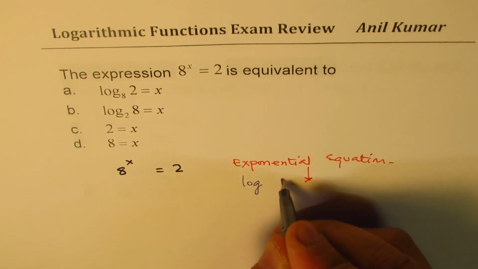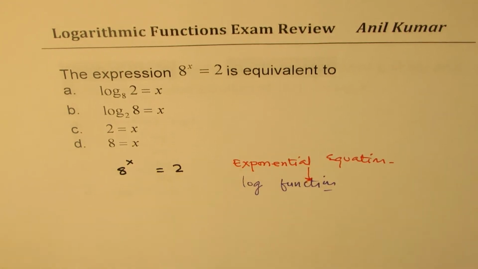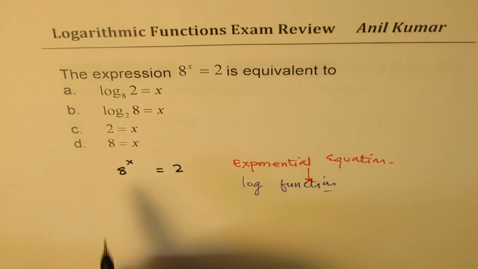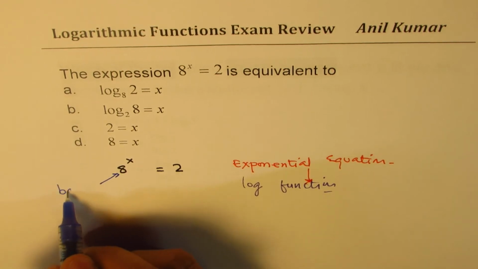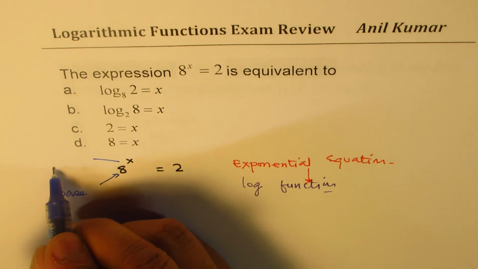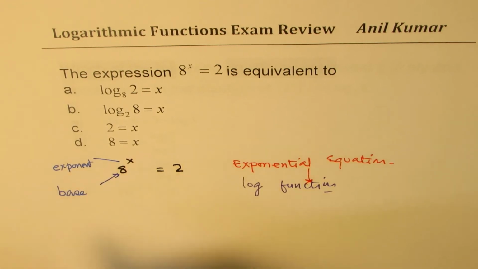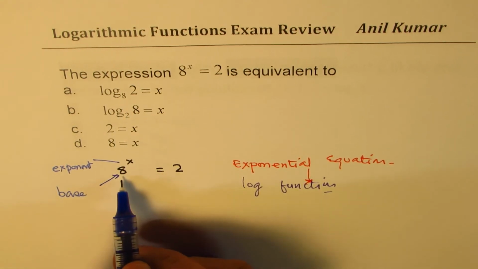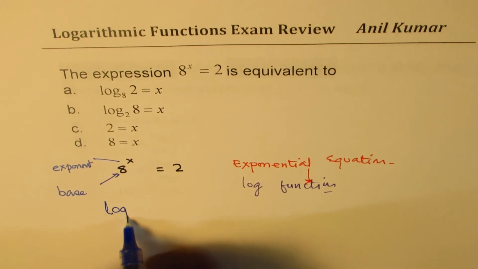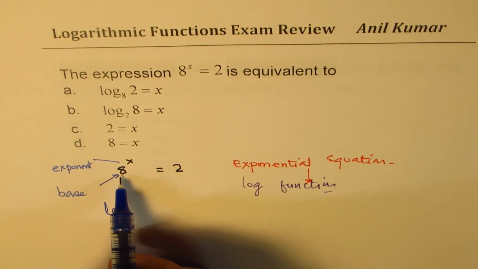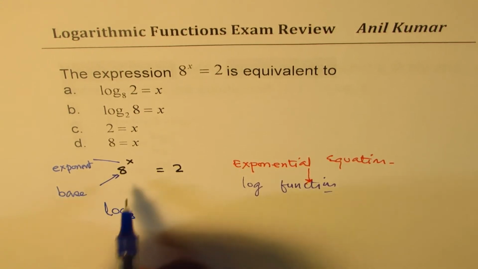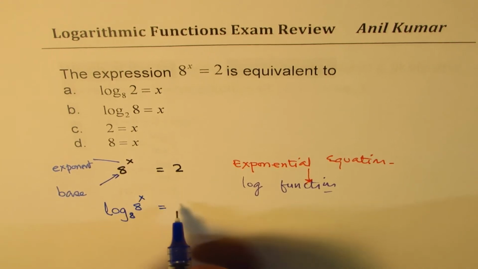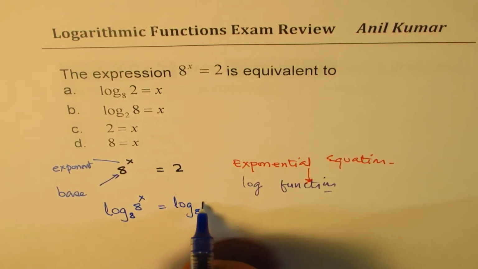Perfect. Now the idea is how to write this equation as a logarithmic equation, as a log function. That is what we will concentrate on. Here we are given 8, which is actually the base, and x is the exponent. So the base remains the same whenever you write it in logarithmic form. If I take log on both sides with this base 8, so log to the base 8, then we get log to the base 8 of 8 to the power of x is equal to log to the base 8 of 2.